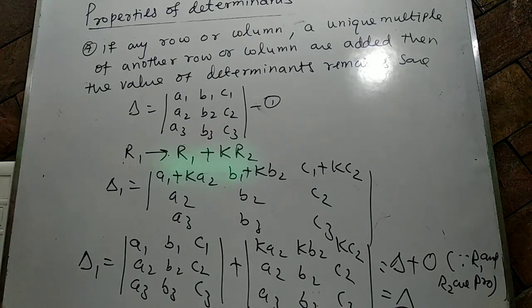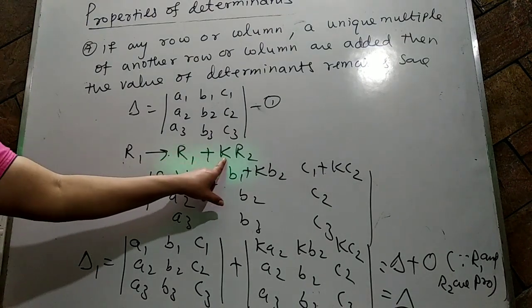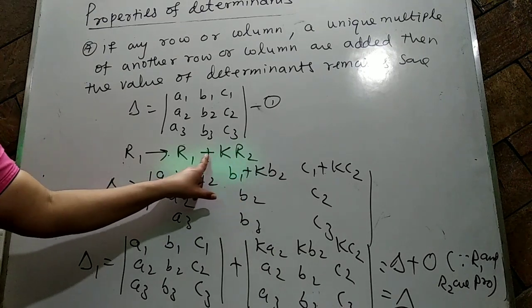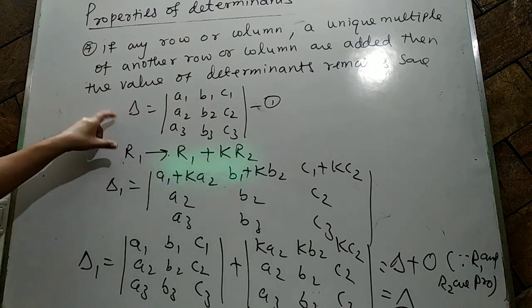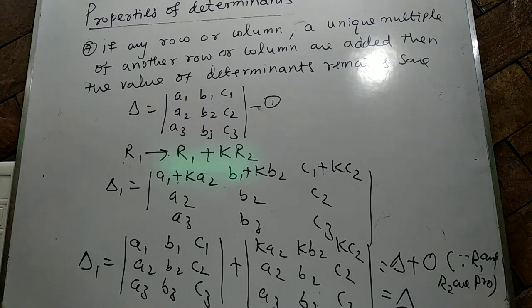Once again, what is the property saying? Any row or any column with a unique multiple of another row or another column added, then the value of the determinant remains the same. Are you clear? Say yes, no. Yes. You have to revise all 7 properties and the first exercise, so that we can do the problems of this exercise very smoothly. If you know the properties, then only we can solve all questions. Clear to you? Now do you want to discuss or ask any doubt?